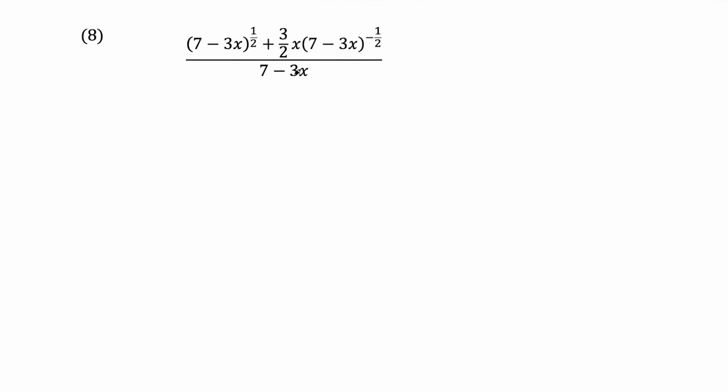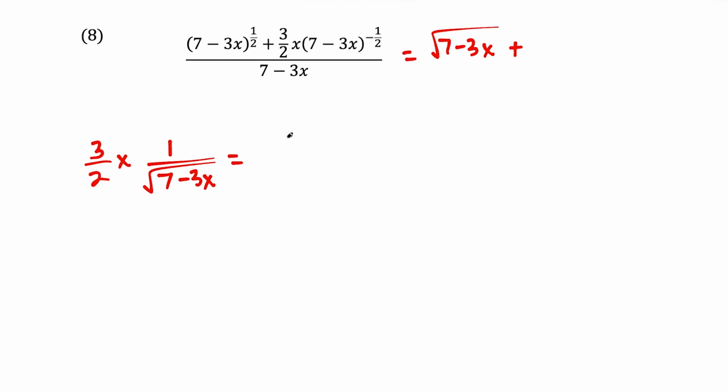Question 8, our last example. And what we could do is we could rewrite this as the square root of 7 minus 3x. And then plus, for this part here, we have 3 over 2 times x. And then we have 7 minus 3x to the negative half. So just like the last example, we could rewrite this as 1 over square root 7 minus 3x. So we have 1 over square root 7 minus 3x.